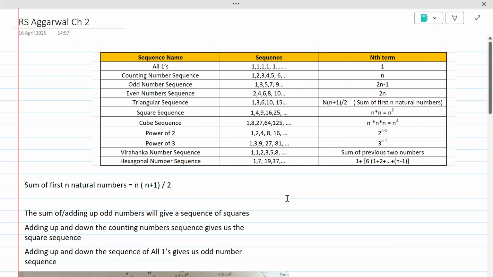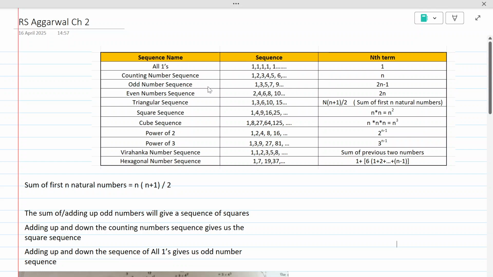All this we have done earlier. I have just created this table for your ease. So let us revise it very quickly. We have a sequence name all ones which contain all ones. And if I have to derive any nth term like 17th term, then it will be 1 because it has all ones.